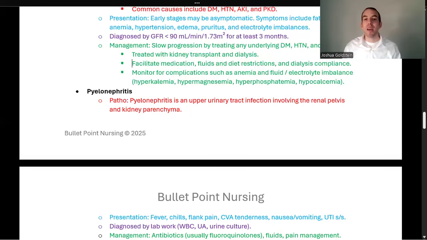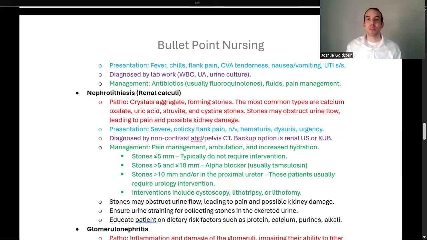We diagnose this by lab work, such as a white blood cell count, the UA, and the urine culture. The management is going to be antibiotics. Almost always the first-line drug in every guideline that I've reviewed is going to be a fluoroquinolone, such as ciprofloxacin, to treat this. We're also going to treat this patient with fluids. You'll notice pretty much all kidney diseases, other than end stage where the kidneys are no longer working, are treated with some sort of fluids, as well as pain management.